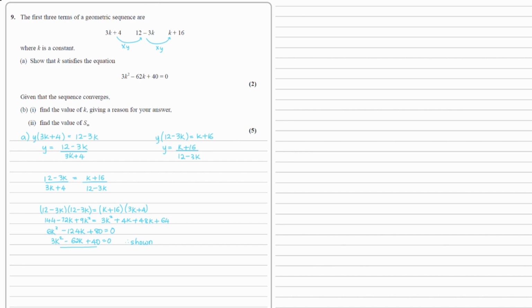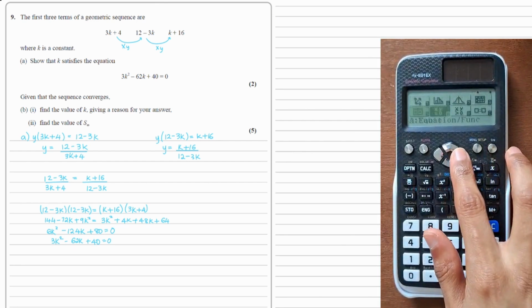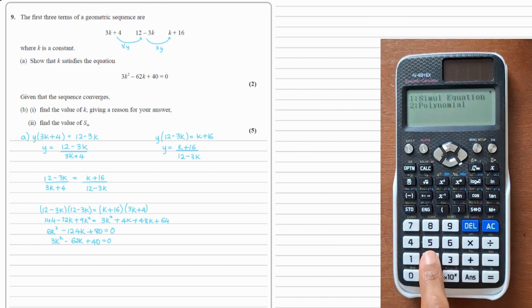For part B, we're told that given the sequence converges, find the value of k, giving a reason for your answer. So for part B1, we are going to use the quadratic solver on the calculator by going to Menu, Equation. We select polynomial, degree 2 for quadratic, and the A term is 3, B will be minus 62, and C will be 40. If we press equal, that gives us the first value, which is 20, and the second value, which is 2 over 3.